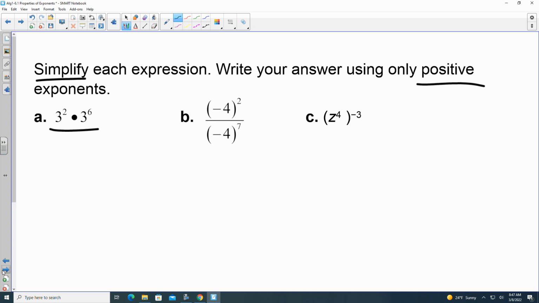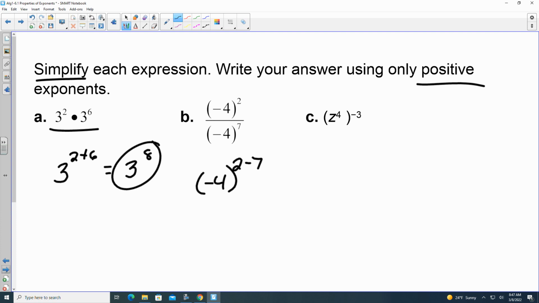Looking at example A, I have 3 to the 2nd power times 3 to the 6th. This is going to be 3 to the 2 plus 6, because you add the exponents together. So it's going to be 3 to the 8th power. Looking at B, because I have the same base and it's subtraction, it's going to be 2 minus 7. So this is now negative 4 to the negative fifth power. But because they want positive exponents, what was negative in the numerator is now going to be positive in the denominator.